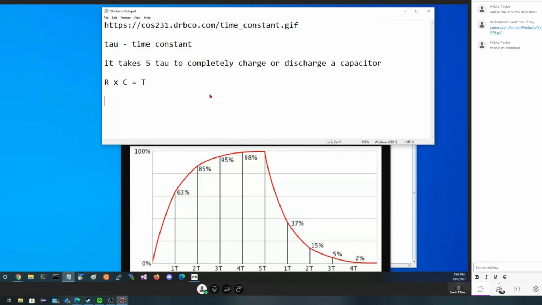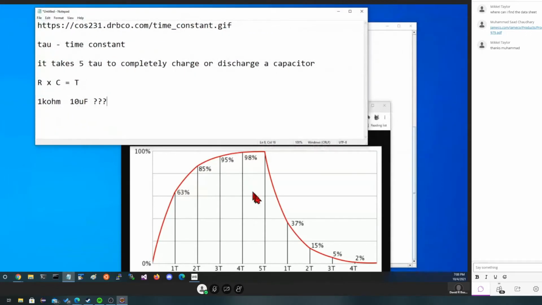So let's take a problem here. Let's say we had a 1K ohm resistor in our circuit in the last picture, and the capacitor we had is going to be a 10 microfarad capacitor. So how many seconds is it going to take for us to charge our capacitor up to 63% of its final value? Get your calculator, grocery store calculator, and calculate that for me, and put your hand up when you get the answer.